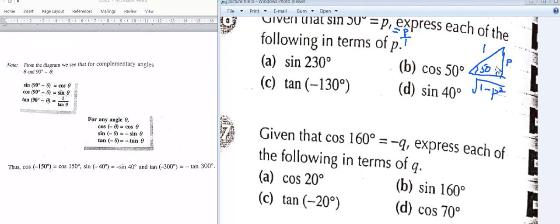Now, if you have cosine 50, then it's very straightforward. That means square root of 1 minus P squared over 1. Now, this one is in the third quadrant. So this one is basically the third quadrant, so you draw this.